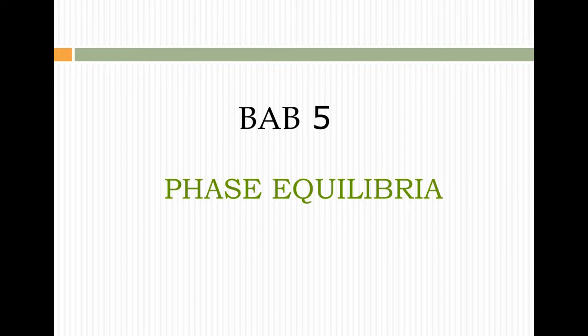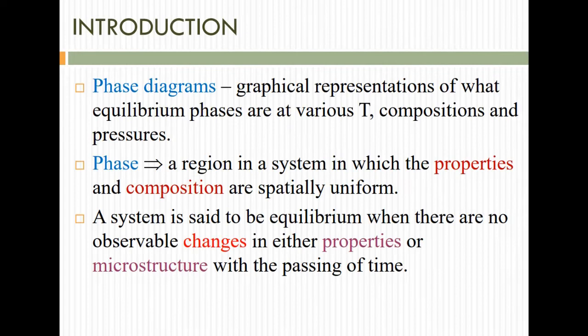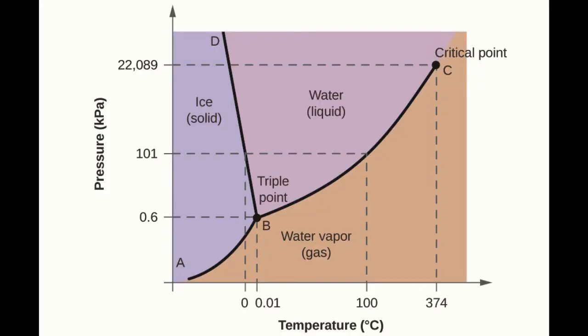Phase diagram is a graph representation of the equilibrium phases at various temperature, pressure, and composition. A phase is a region in which properties and composition are spatially uniform. This is an example of the phase diagram of H2O. The phases are solid, liquid, and gas.